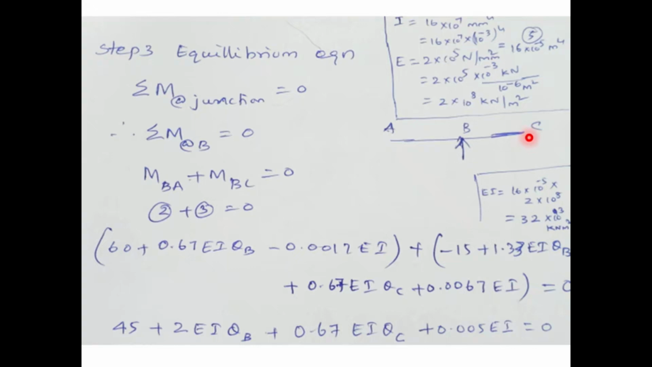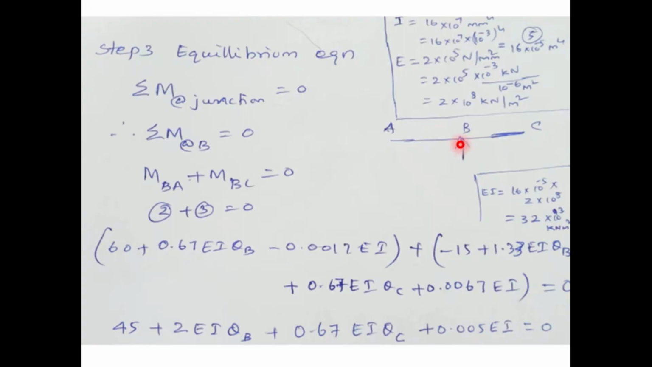A junction is nothing but a point where at least two members connect. See, junction B: junction B is connected with the BA member and the BC member. When you think about this junction, we have to write the moments MBA and MBC, not AB, BC. You should start with the junction point.